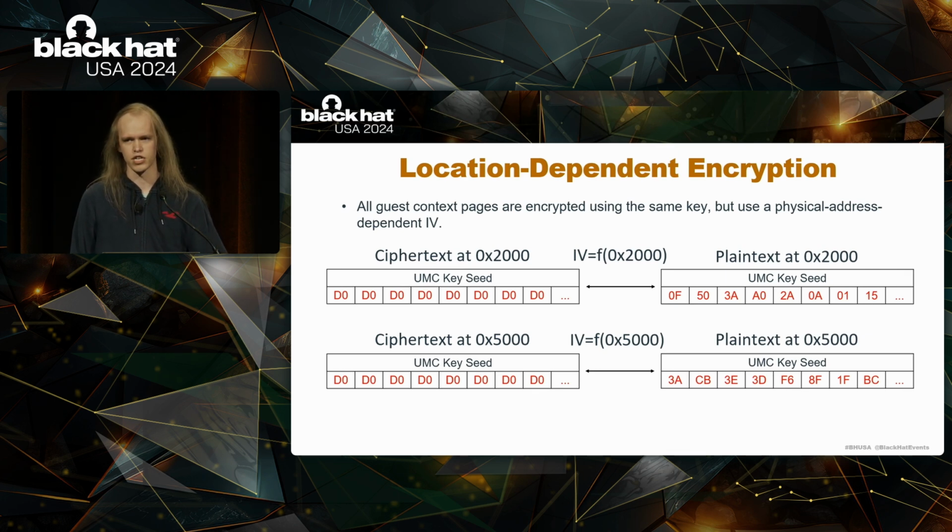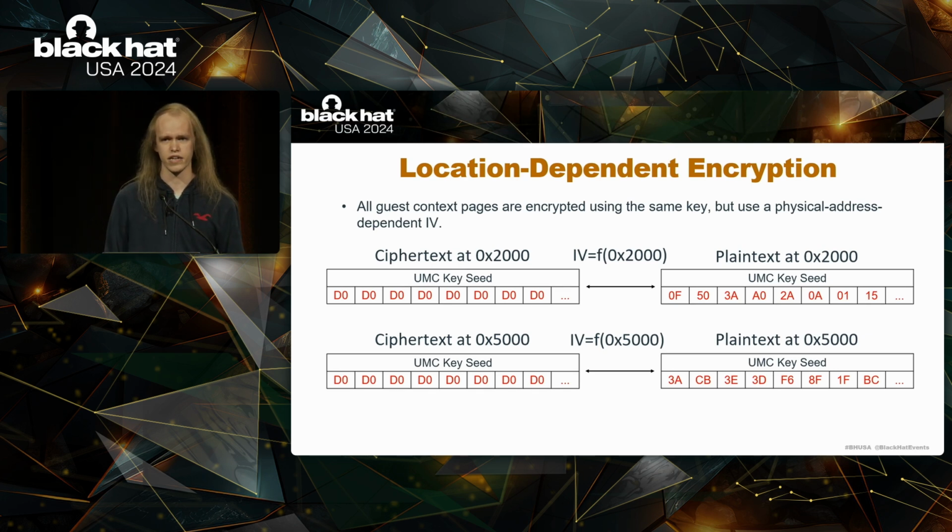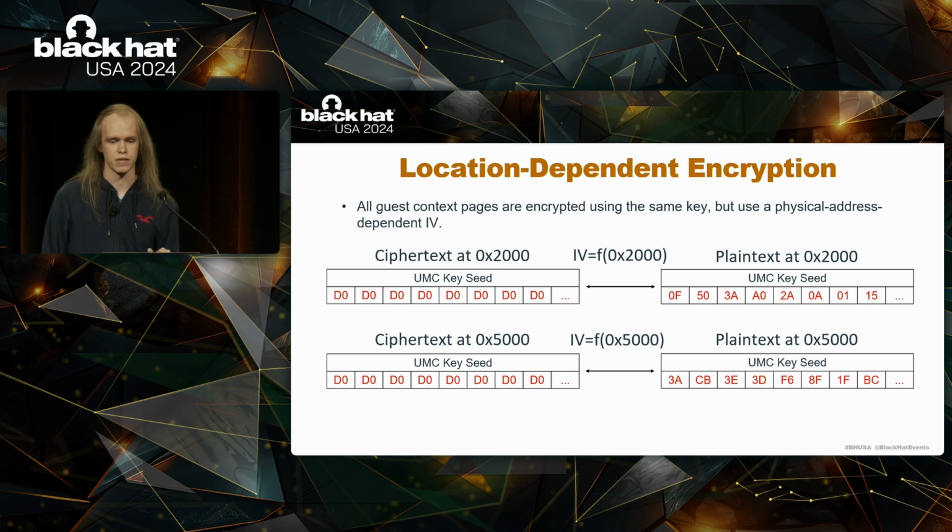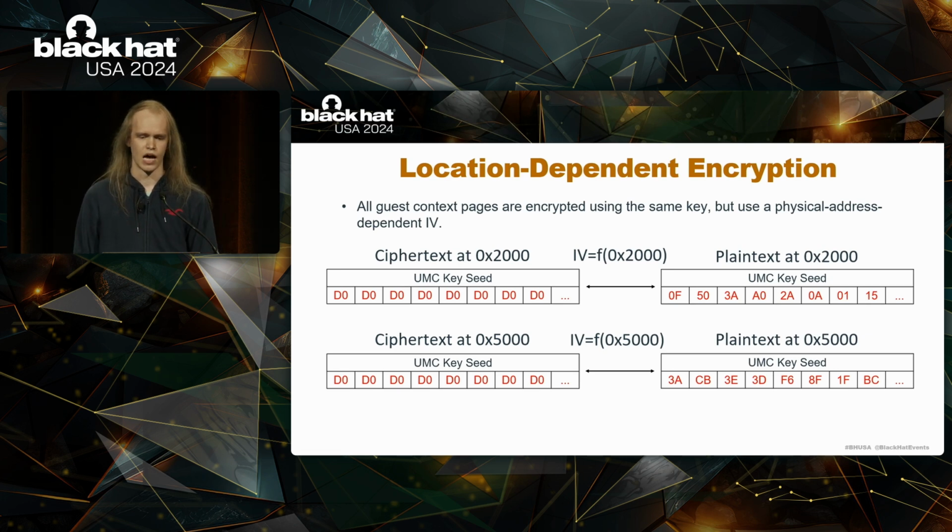So this is very similar to disk encryption. You don't want the same data encrypted at two different locations to have the same ciphertext. So you have an initialization vector that's dependent on the location. And so depending on the location, the ciphertext and plaintext pairs will be different. And this sort of throws off our whole exploit, because the whole point was to have the plaintext of the UMC key seed be the same. However, if we do this at different locations, this won't work.